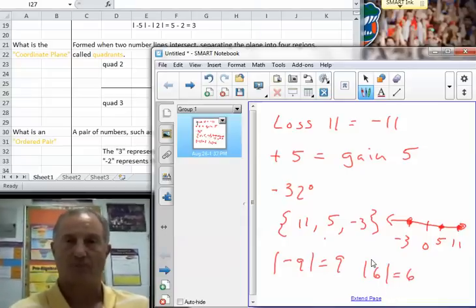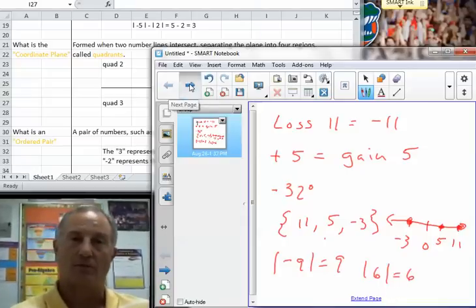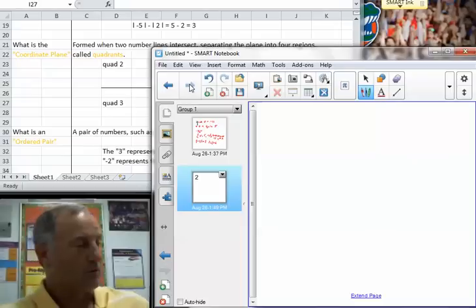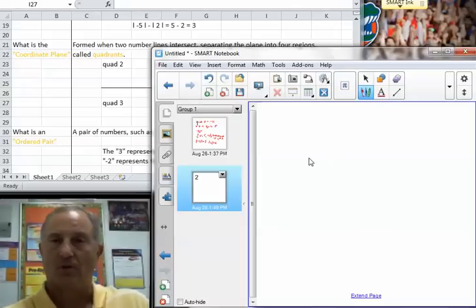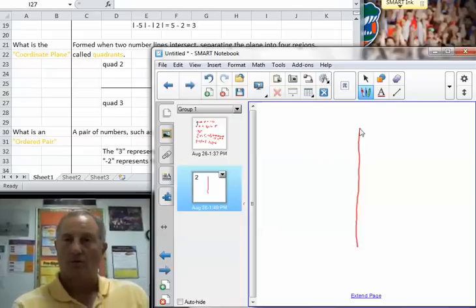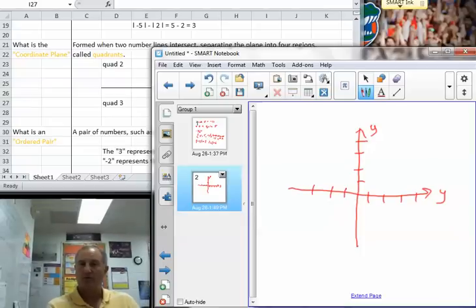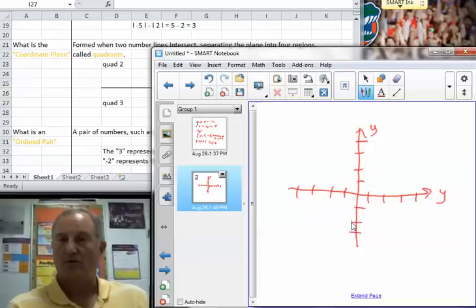All right, let's take a look at some stuff on the coordinate plane. I like to always label. There's my x. There's my y. Okay. 1, 2, 3, 4. 1, 2, 3, 4. Those are all going to be positive. 1, 2, 3, 4. Those are negative. This is negative. 1, 2, 3, 4.